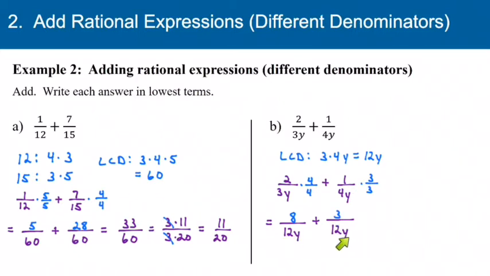Now I have the denominators the same. So now I can say 8 plus 3 is 11. So I have 11 over 12y. And notice that 11 over 12 cannot be simplified. So this is the end result for this example.